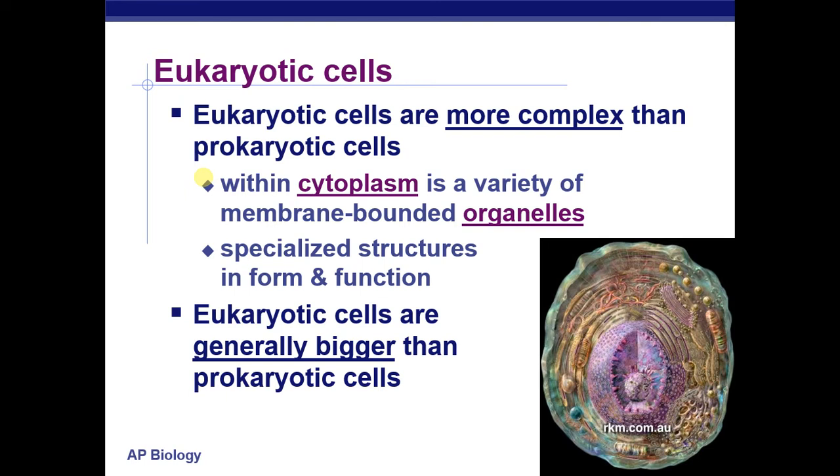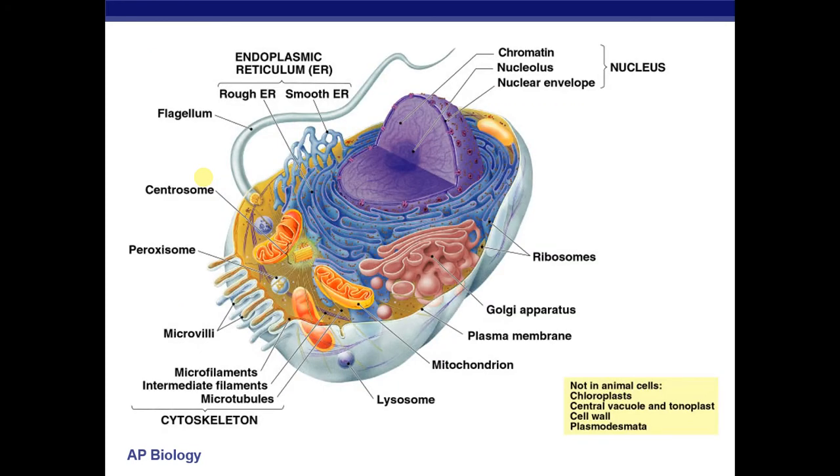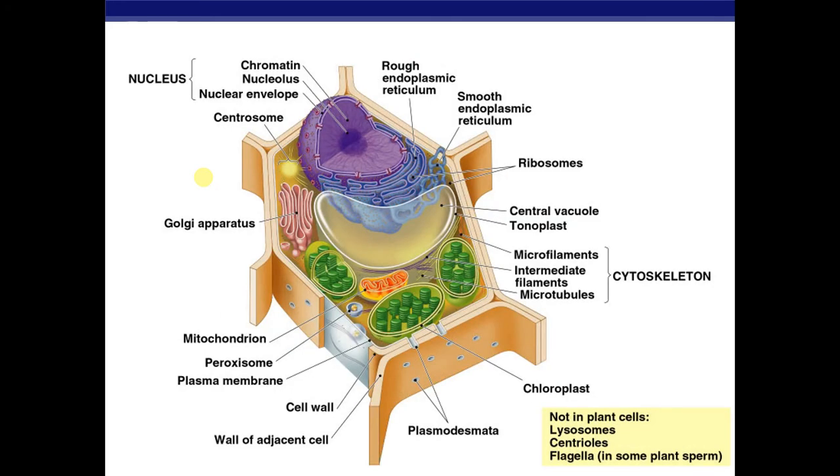And because of this, eukaryotic cells can be much bigger than prokaryotic cells. Much bigger. So here is an example of a eukaryotic cell, and you can see all of the different membrane-bound organelles that are inside of it, that do all of those specialized functions that we talked about. And here's another one. This is a plant cell. So let's kind of look at the differences.